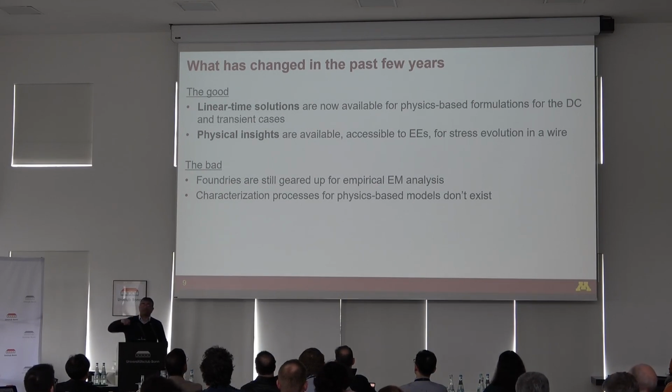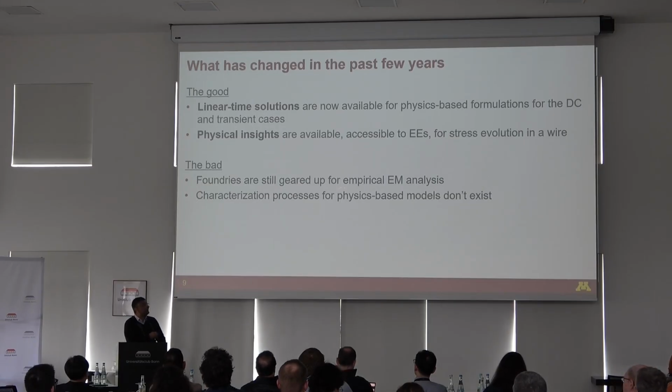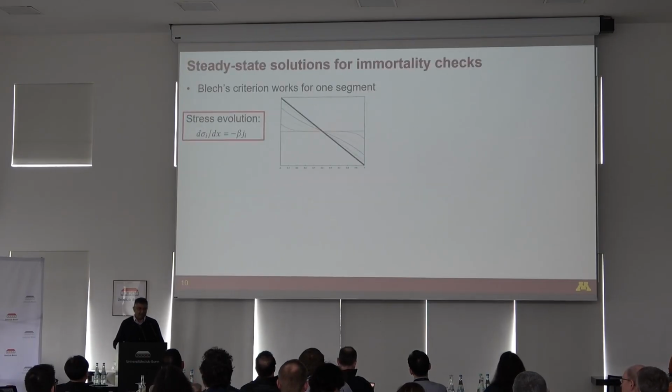And this is in spite of the fact that, as we saw earlier, there are cases where lower current density wires can die before higher current density wires. And so there is a desire to at least move beyond this at some point. Okay, so there are two ways in which you can solve this problem. The first way is the so-called steady state solution. What happens when everything settles down?